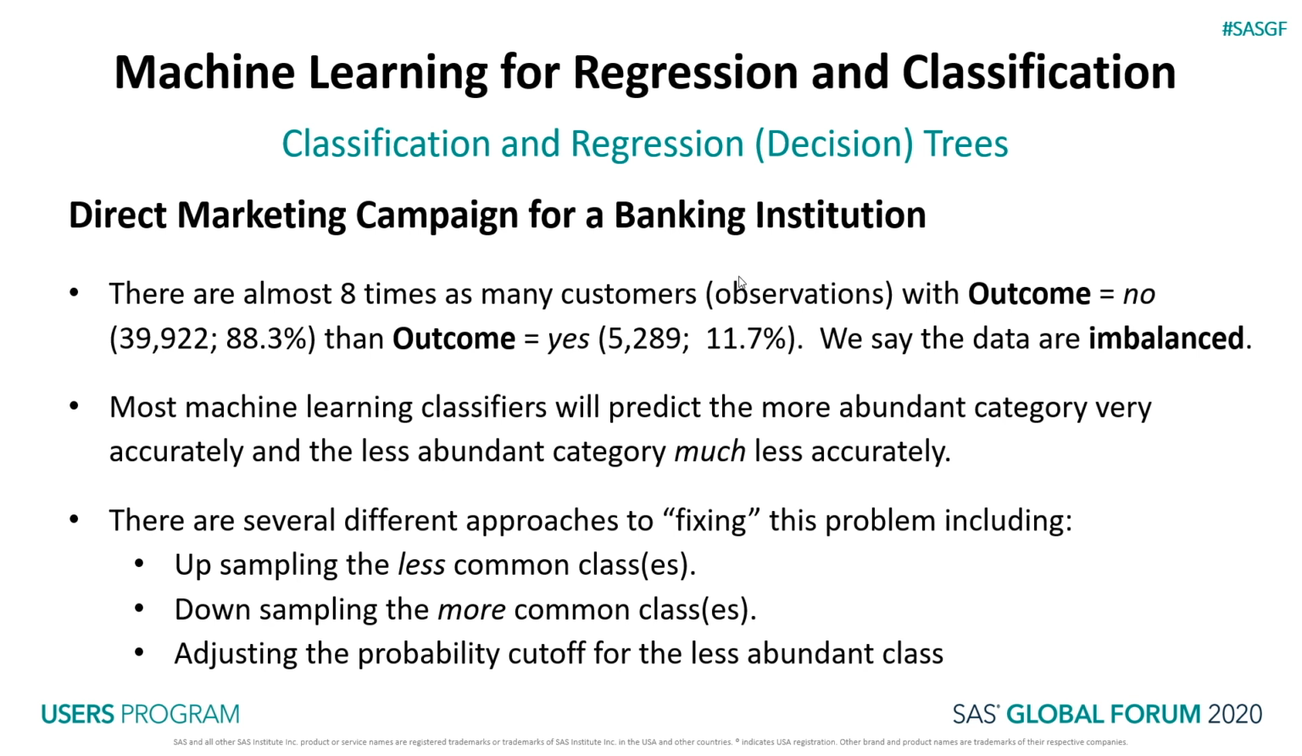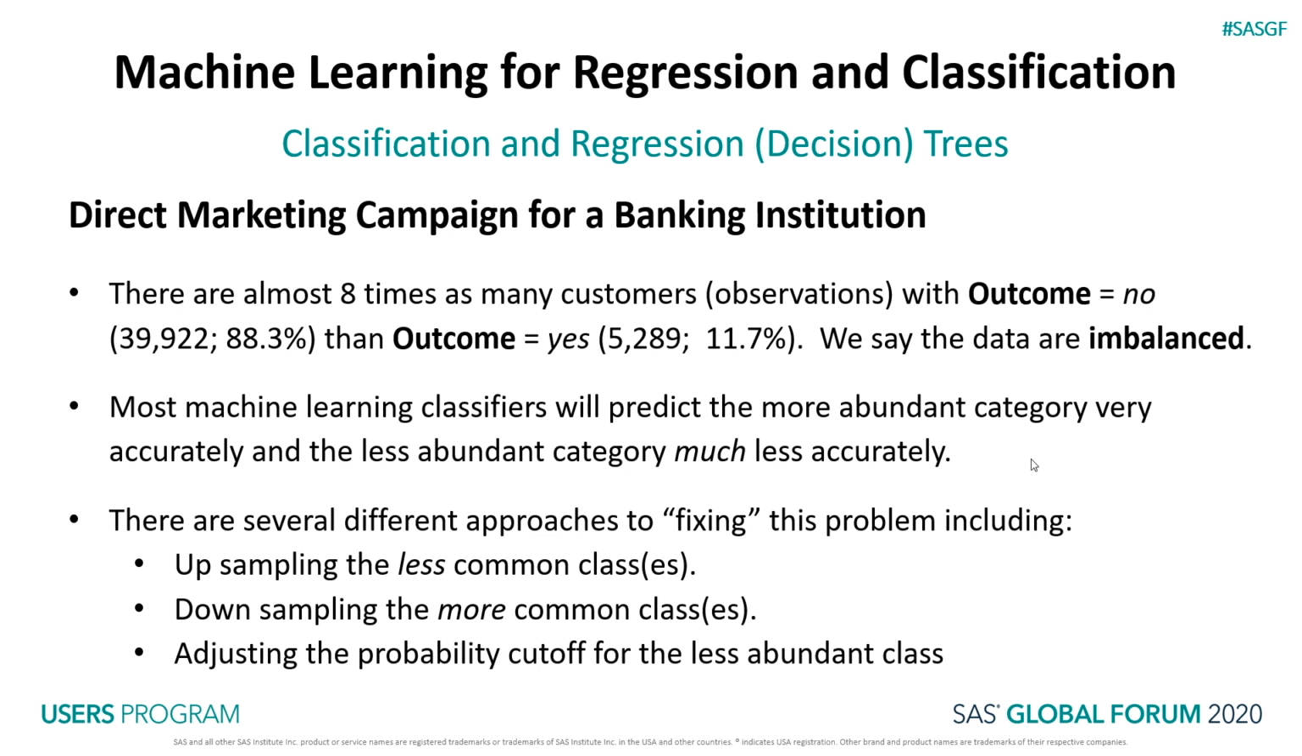Most machine learning classifiers will predict the more abundant category very accurately and the less abundant category much less accurately. We saw that, right? The no's were predicted very accurately, perhaps 97% or more correctly predicted, whereas for the less abundant category, the yeses, the sensitivity was less than 0.5 and in some cases 0.33 and 0.4.